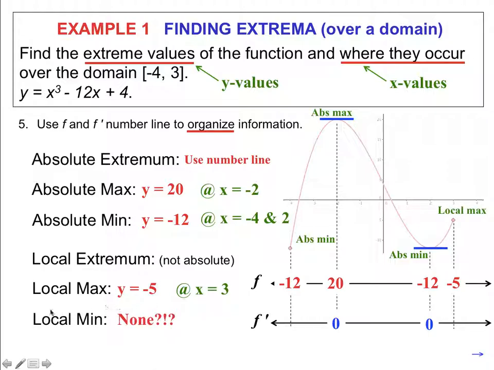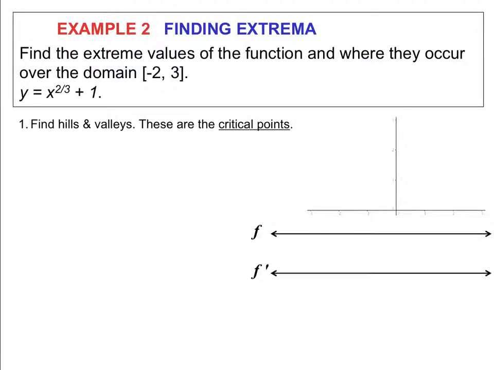There are no local mins. We've used all our y values, and there's nothing left to evaluate. So we have no local mins, technically. We could call the absolute mins local if we wanted to, but we don't typically double name things.